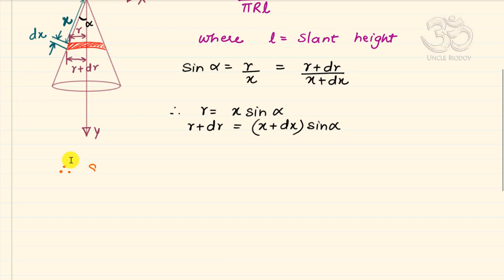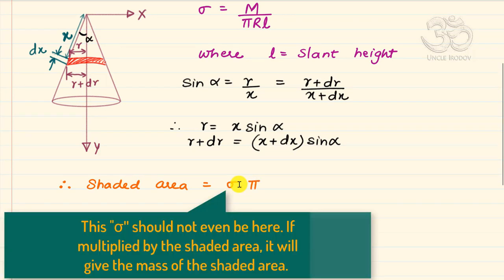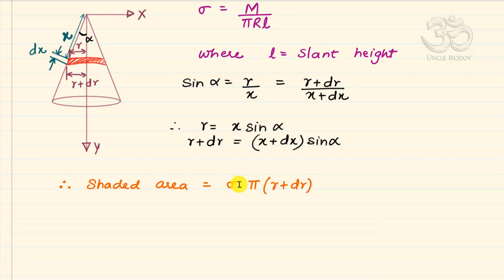So therefore shaded area becomes the total curved surface area of the larger cone. So here for the larger cone I can say sigma times pi times r, that will be r plus dr, times the slant length, which is x plus dx, minus the curved surface area for the smaller cone, which is going to be pi into small r into x, which is the slant length. So sigma into pi into r into x.